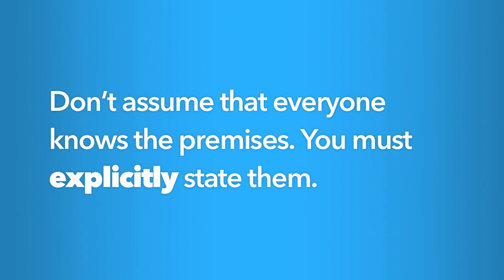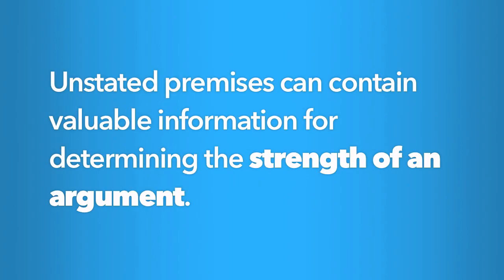Complex arguments involve a lot of different claims and pieces, and people often forget to include all of the specific claims or premises that build up to their conclusion. Sometimes we assume that details are obvious or known to everyone, such as the assumption that you must show ID to prove your age. So we leave them out.